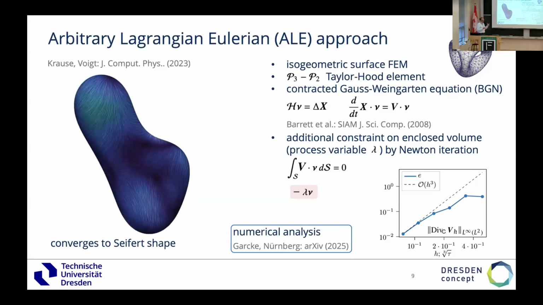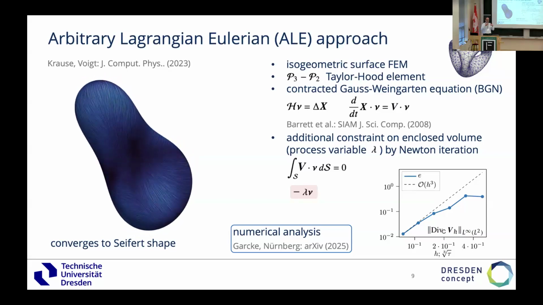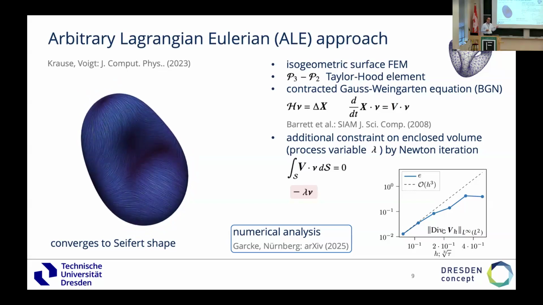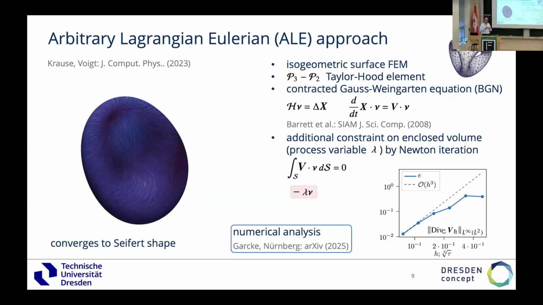And well, I think you nicely see that any shape change induces flow and the other way around. And at the end, as area and volume is conserved, it converges to an equilibrium shape you would also get by minimizing the Helfrich energy under this constraint. And for this, it's called the Seifert shape, you get to some oblate-like shape. In the meantime, there's also numerical analysis for this approach, and with our approach, we get this optimal convergence rates.